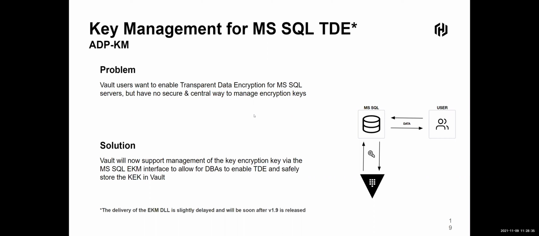When transparent data encryption is enabled, MS SQL generates a data encryption key, and the data encryption key is then further protected by transiting it through Vault. And this encrypted data encryption key is stored in MS SQL. And whenever MS SQL wants to do read or write operations, it will decrypt the data encryption key and then decrypt or encrypt the data, all transparently to the user.